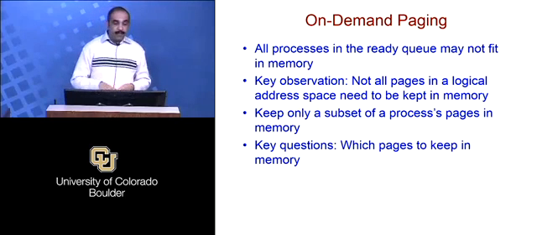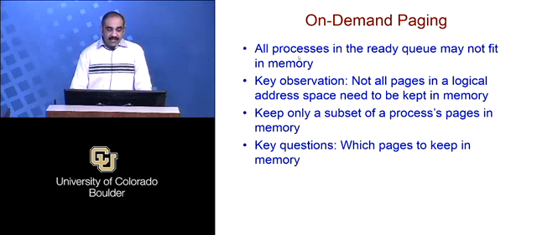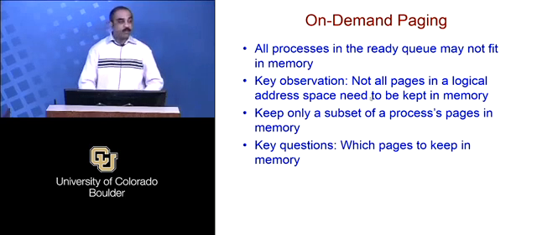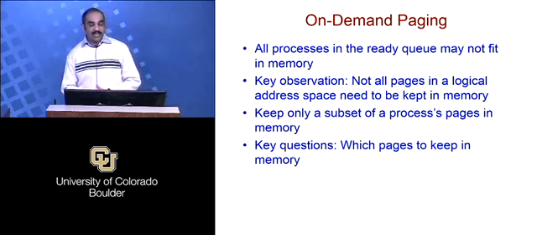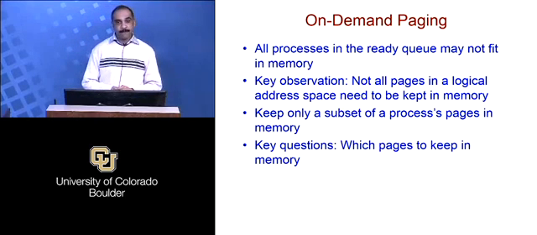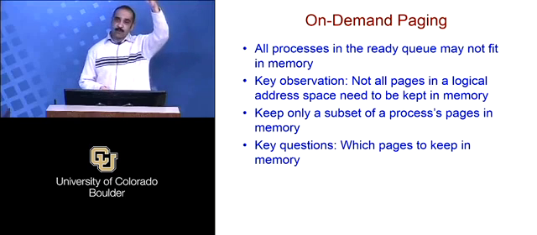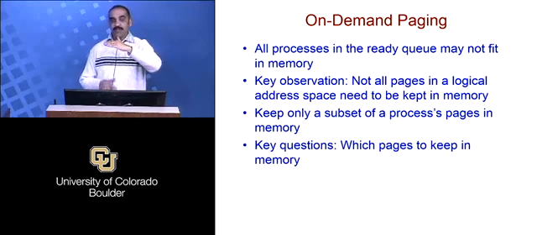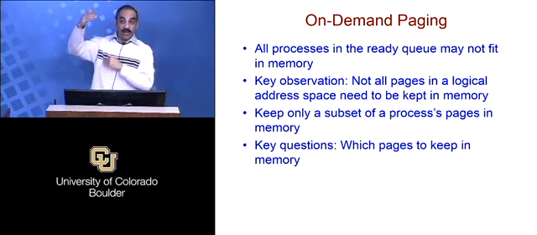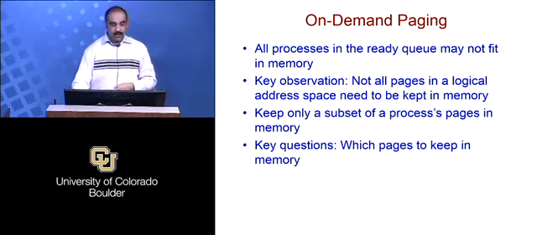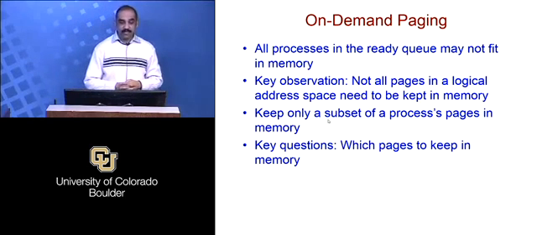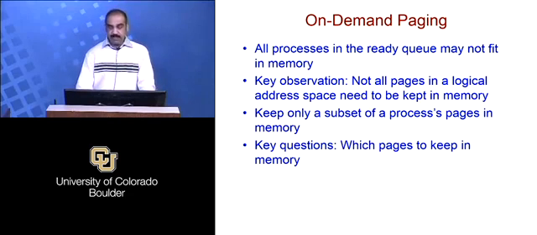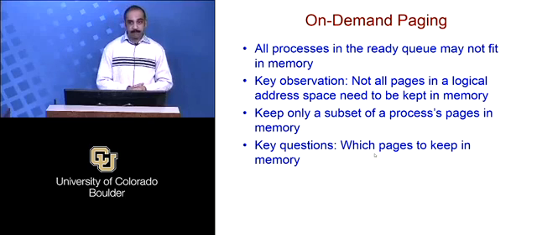Okay. Now, the next thing that comes is all processes in the ready queue may not fit in memory. Okay, and so here is a key observation, that is, not all pages in the logical address space need to be kept in memory. And this is basically when you have a very large program. Okay, you are really executing only some part of that program. Okay, so there is really no need to keep the entire program in memory. So the idea here with on-demand paging is you keep only a subset of a process's pages in memory. Okay, and then of course the key question is which pages to keep in memory.